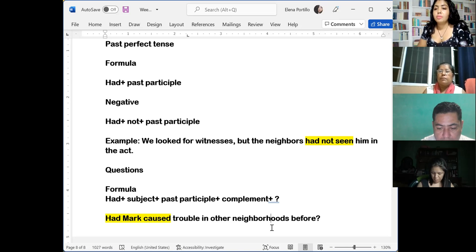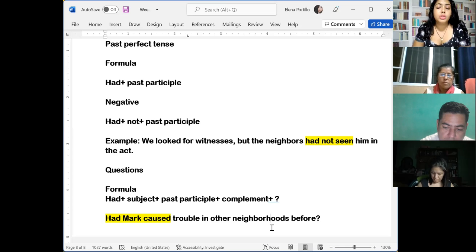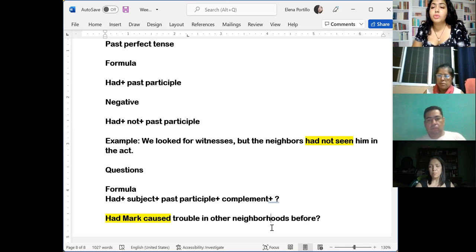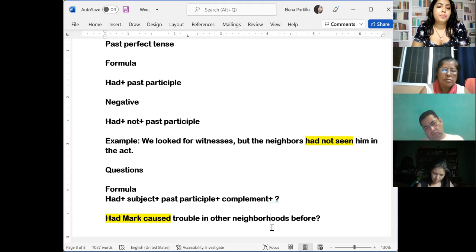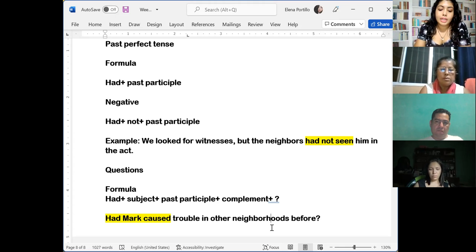So it is not very complicated to create this kind of question, because we already know that when we have to create a question, we are going to change the formula a little bit and place the had, or in this case, we can call it the auxiliary part of the sentence, at the beginning of the sentence. Then we are going to write the subject. Then we are going to use the verb in whatever tense we are going to use. In the third place we place the past participle of this verb. Then we write the complement and the question mark, that is very important that we write at the end of the sentence.